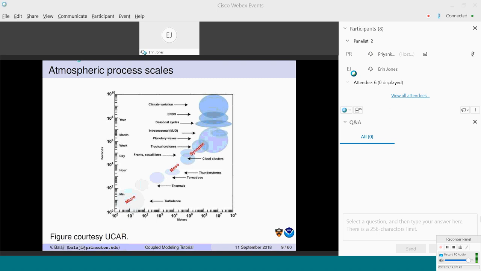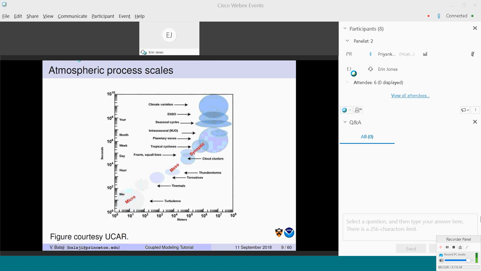Coming down in time scale, you have the seasonal cycle, which can be purely understood from orbital mechanics, the Earth going around the sun. Inside that, intraseasonal, you have the Madden-Julian oscillation, which is again something in the Pacific. It's somewhat well understood, and some models are starting to model it very well at even higher resolution. Then you have planetary waves, and going down in scale, synoptic scale weather systems, where you have tropical cyclones. In the middle latitudes, you have cold and warm fronts. Cloud clusters are also at this scale.